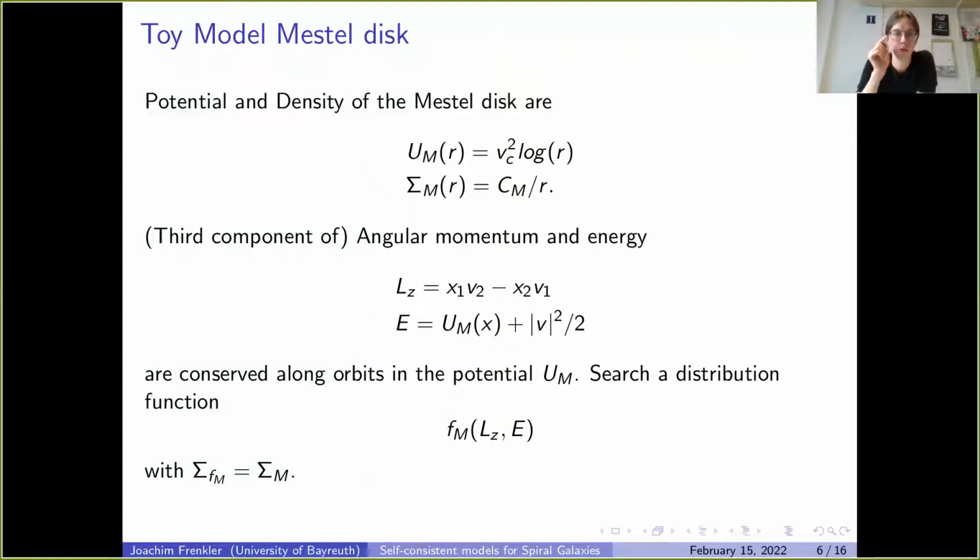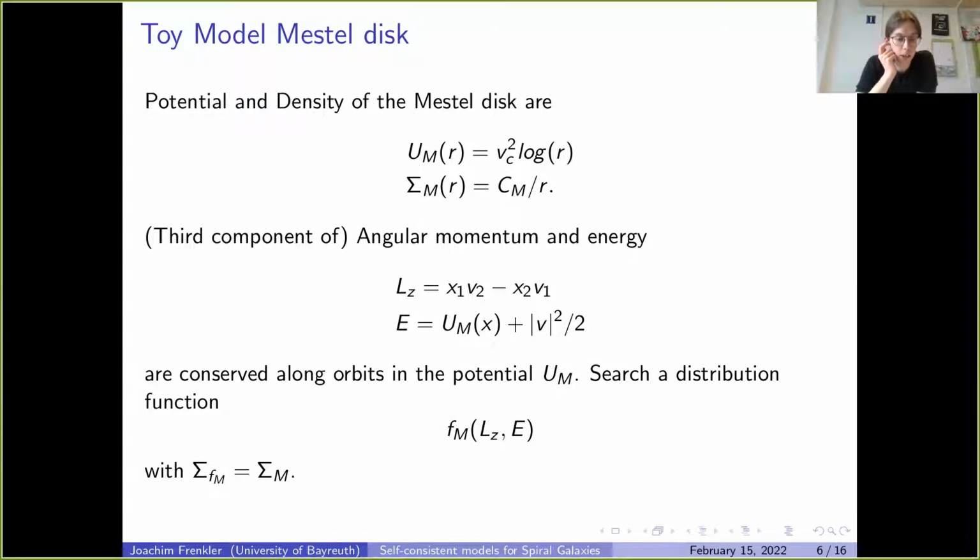And then we want to equip this toy model, this disk, with self-consistent dynamics, and therefore we do the standard trick. We just search for a distribution function Fm, which depends only on the angular momentum and the energy, because then the distribution function is constant along orbits, and therefore it's a solution of the Vlasov equation. And for self-consistency, we need that the density which belongs to Fm is exactly the density of the Mestel disk.